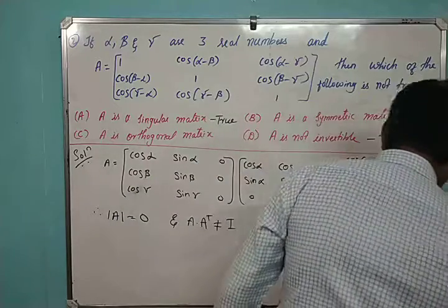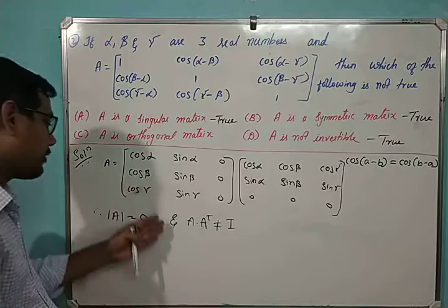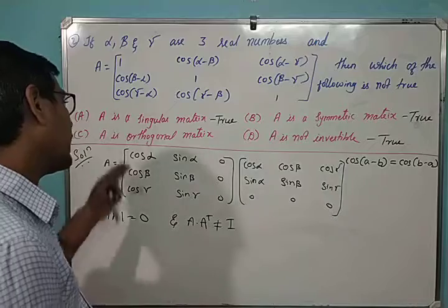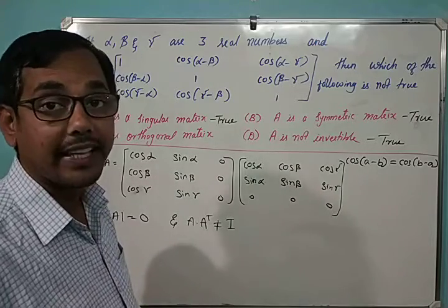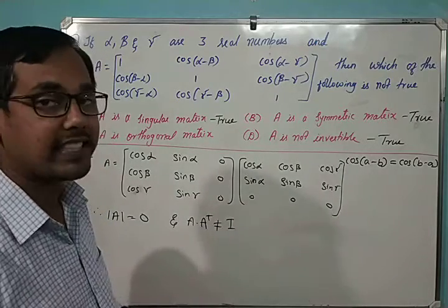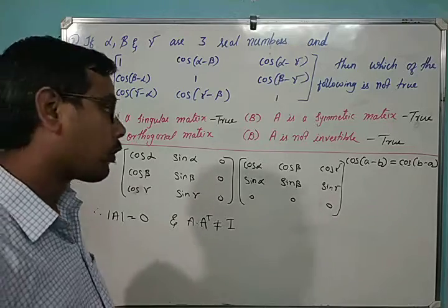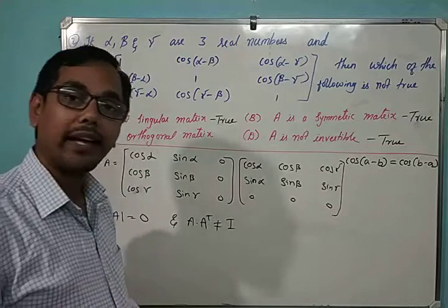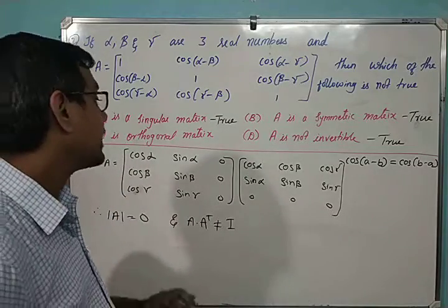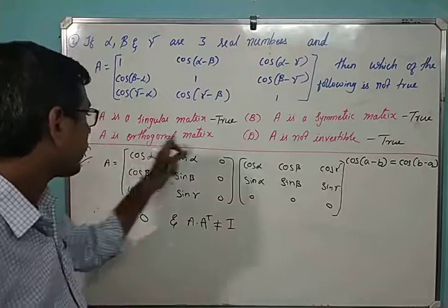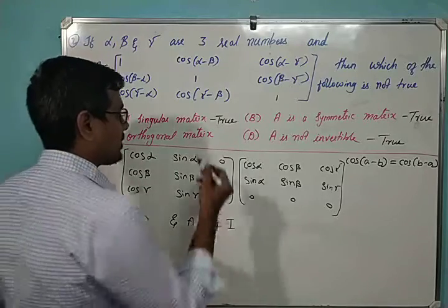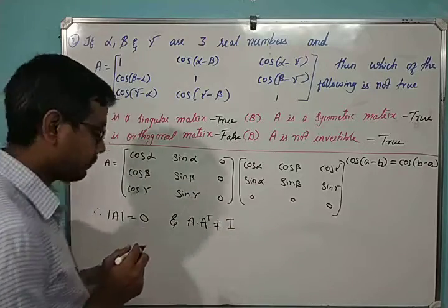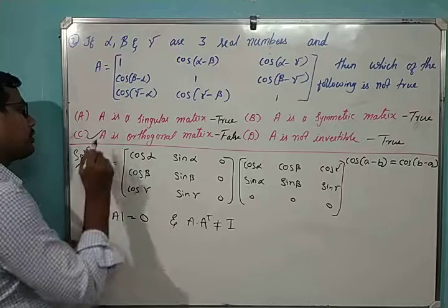So it is not invertible. As it's not invertible, and if we check for orthogonal, A into A transpose, as we know, is not equal to I. Therefore, we can say that it is not an orthogonal matrix. For an orthogonal matrix, the condition should be A into A transpose should be equal to I. As it is not equal to I, it is not an orthogonal matrix. But here what they have given is that it is an orthogonal matrix. So this one is false. This is our right option.